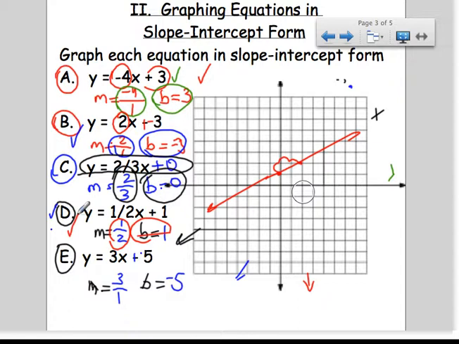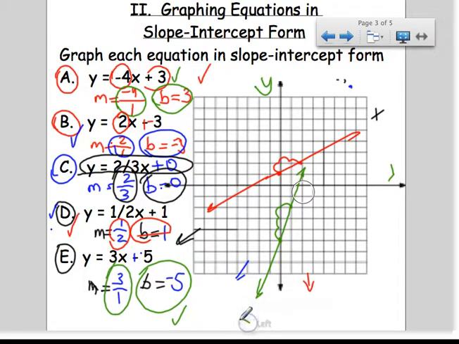I'll graph E in green, starting with the y-intercept of negative 5. My y-axis is here, so negative 5 means 1, 2, 3, 4, right there is negative 5. I have my starting point, and then I need to graph a line with a slope of 3 over 1. So that means a rise of 3, a run of 1, and that's my second point. And now I can connect these to make line E. I hope that's what your lines look like.